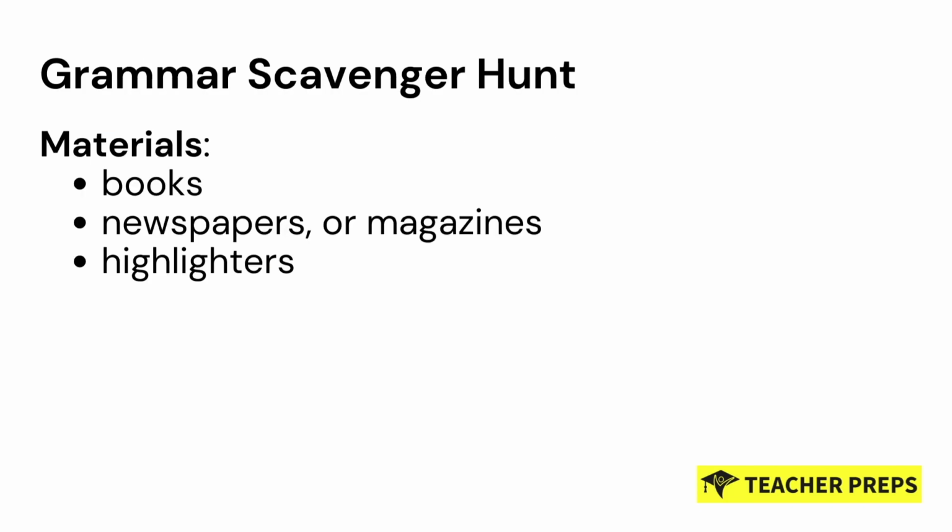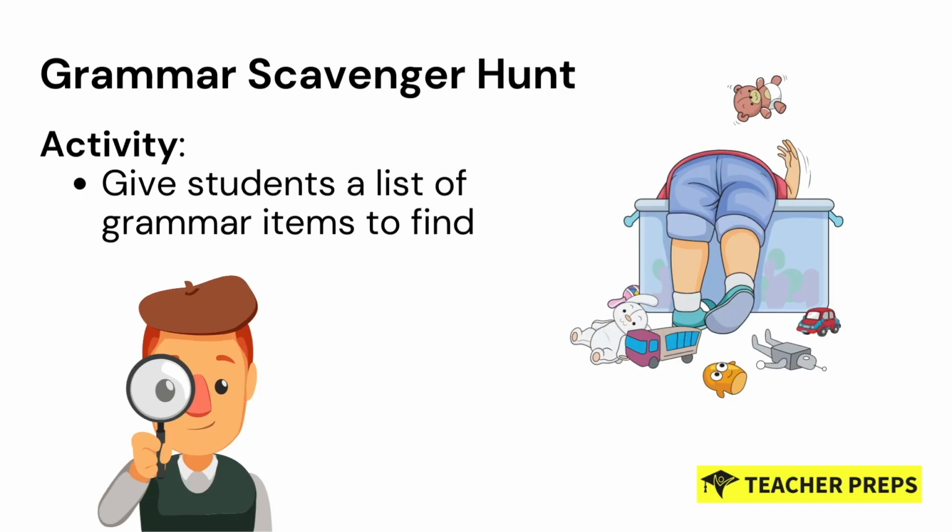Now, let's continue. Our first activity is a grammar scavenger hunt. The materials you're going to want are books, newspapers or magazines, and highlighters. This is especially excellent for kinesthetic and visual learners. So hint, hint, if there's something about kinesthetic or visual learners on your exam and something about a grammar scavenger hunt, pick this one.